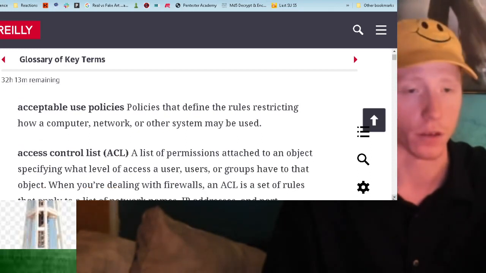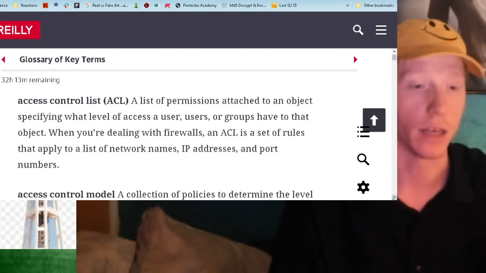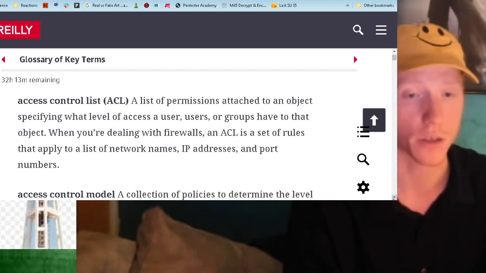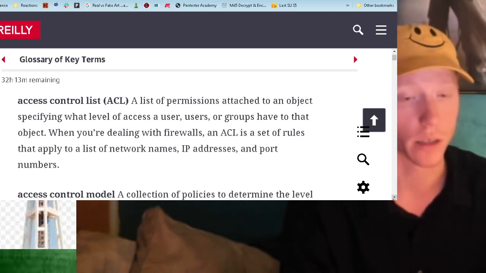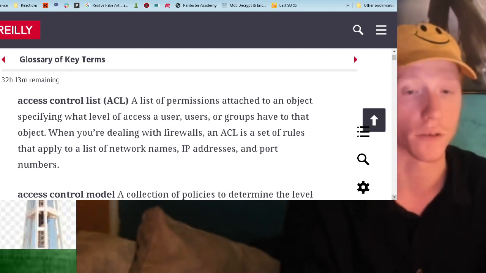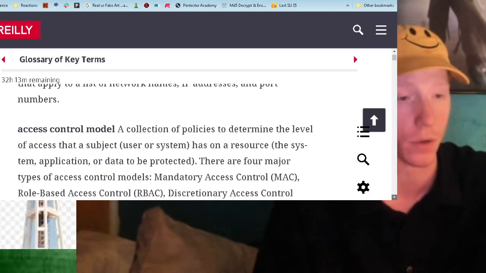Acceptable use policies are policies that define the rules restricting how a computer, network, or other system may be used. An access control list is a list of permissions attached to an object specifying what level of access a user, users, or groups have to that object. When you're dealing with firewalls, an access control list is a set of rules that apply to a list of network names, IP addresses, and port numbers.